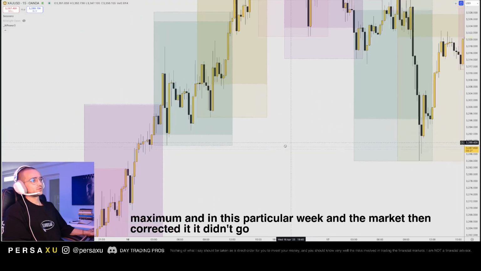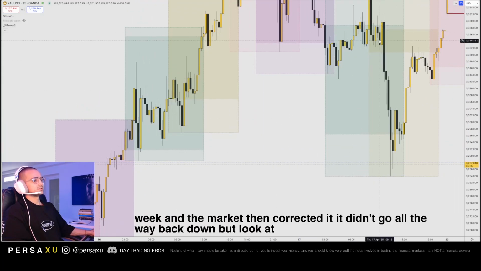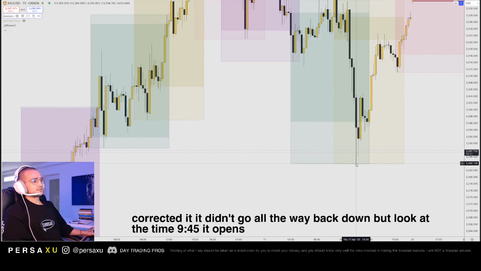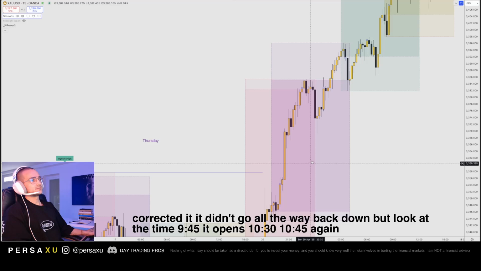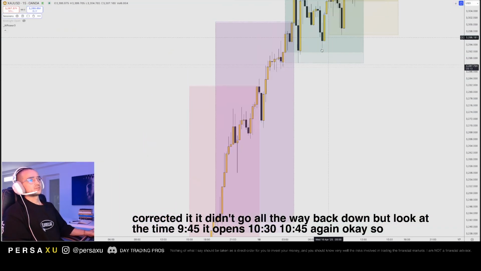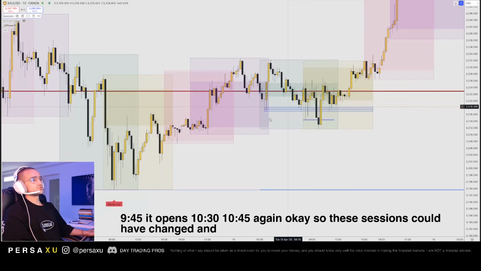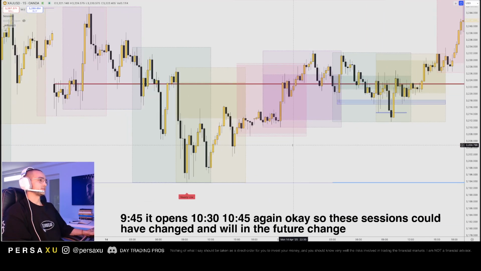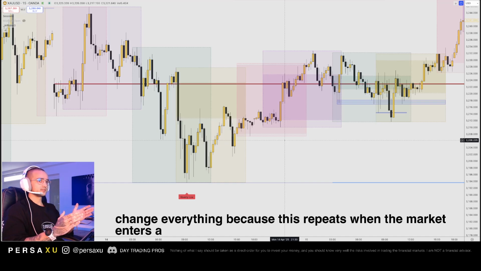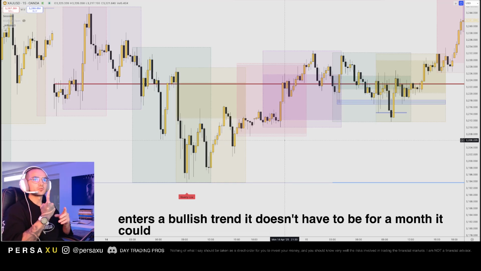It didn't go all the way back down, but look at the time, 9:45, it opens, 10:30, 10:45 again. Okay, so these sessions could have changed and will in the future change everything, because this repeats. When the market enters a bullish trend, it doesn't have to be for a month. It could just be a single week.